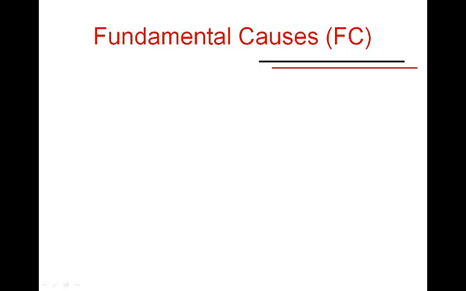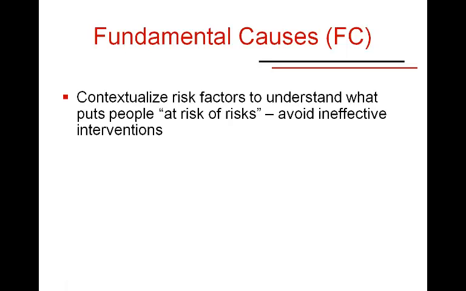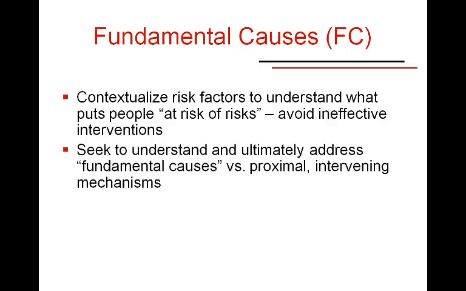Okay, shifting to fundamental causes, a few key insights we want to take away from Link and Phelan's formulation of a model and conceptual framework that is focused less on aggregate population health, although it's relevant for that, but more on trying to understand how to prevent or mitigate social inequalities in health. Here, a key insight related very much to Rose is the idea that risk factors need to be contextualized to understand what puts people at risk of risks. And understanding the social context that drives things like individual behaviors is very important in order to avoid ineffective interventions.